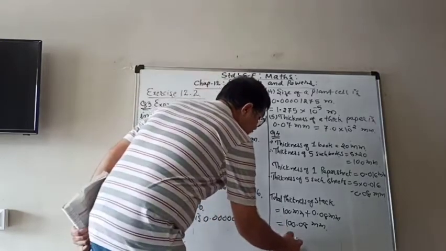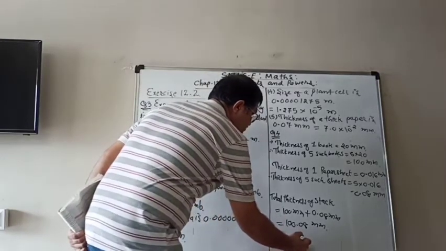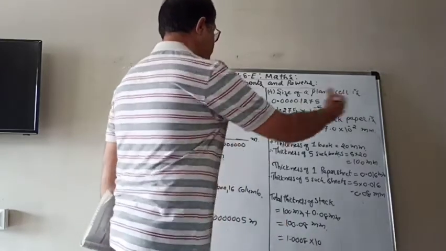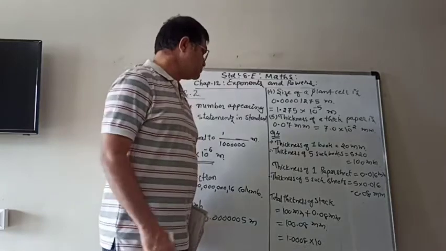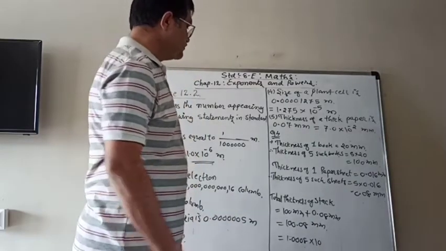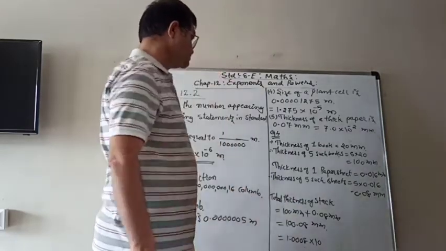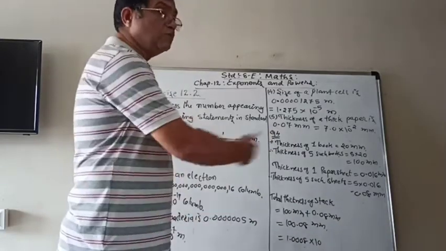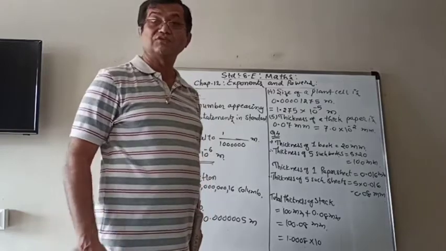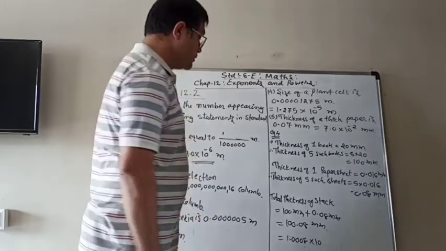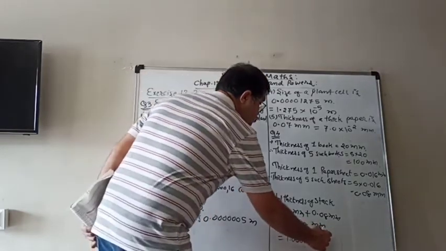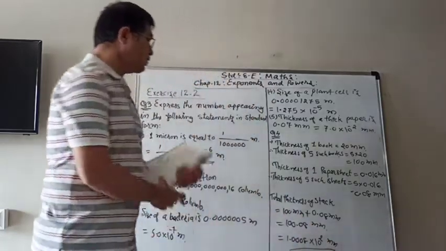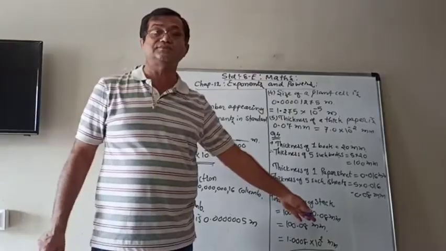So it is 1.0008. Now how many places we moved? We moved 2 places on this side. So when we move to the left side, we add plus, means 10 raised to 2 millimeter. So that is the final answer.